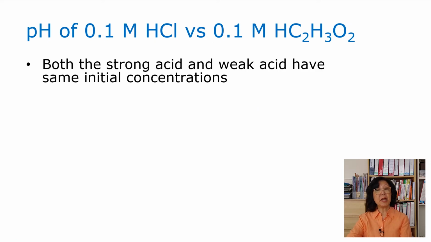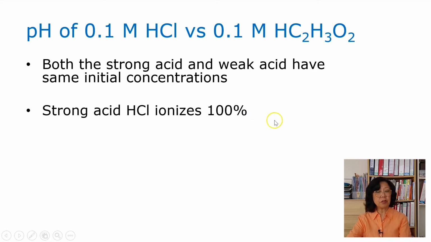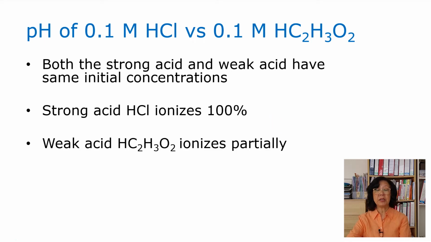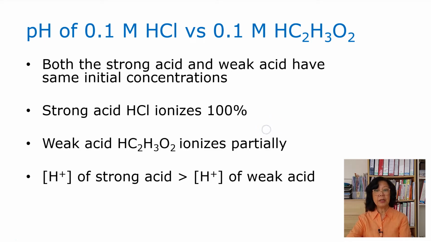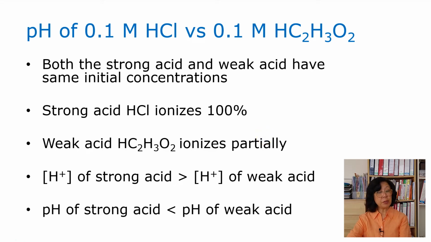Now, when we compare the same molarity of the strong and weak acid, they have the same initial concentration. Again, hydrochloric acid, a strong acid, ionizes 100%. The weak acid ionizes partially. Therefore, the hydrogen ion concentration in HCl would be greater than in acetic acid, and the pH of HCl would be less than the pH of the weak acid. So this is another point to be noted. Of equal molarity, the pH would be lower in the strong acid than the weak one.